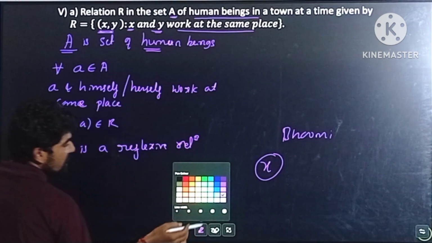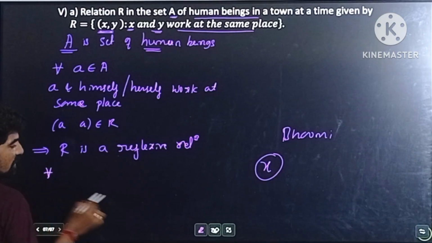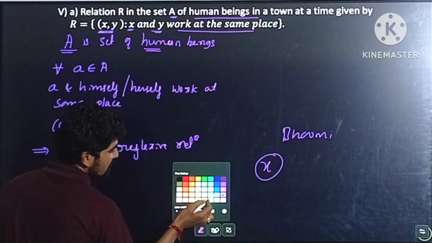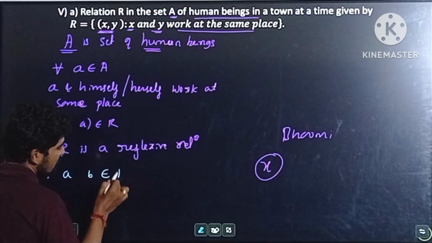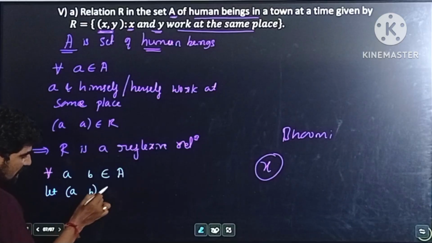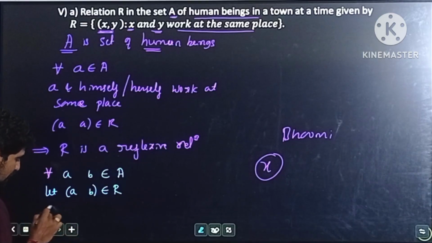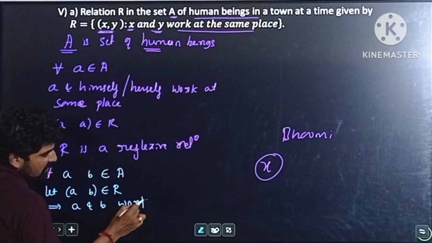Now for the symmetricity, see here. Let us consider two members. A and B are any two members in the set A, and let the pair ab be in R. I considered this pair because these two members A and B work at the same place.